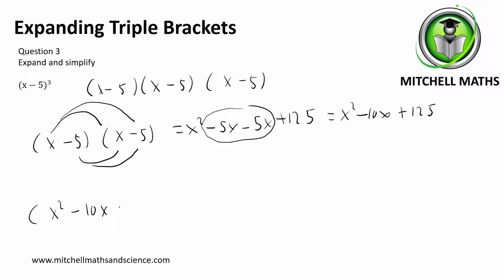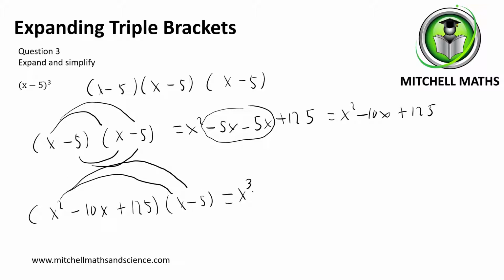And I'm going to need to multiply every term in the first bracket by every term in the second bracket now. So I'll start off with x squared times x, which is going to be x cubed. I'll have x squared times minus 5, which will be minus 5x squared. I'm going to have minus 10x times x, which is going to be minus 10x squared. I'm going to have minus 10x times minus 5. Negative times a negative, so it'll be a positive, which will be plus 50x.